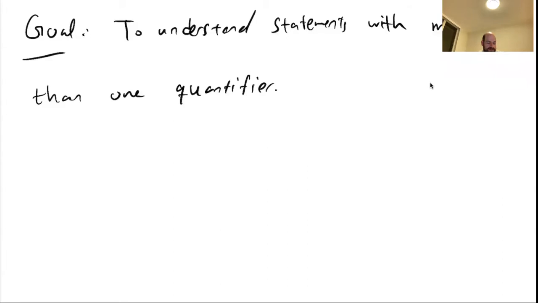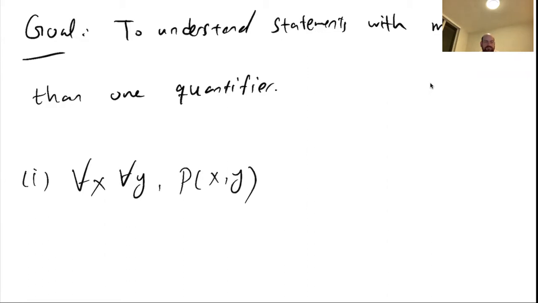Now, the first case that we want to look at is a statement of the form, let's say, for each X, for each Y, P of X and Y. Please remember that we want to look at the cases where we have more than one quantifier. Right now we have two quantifiers, both universal, one on X, one on another variable Y. And then we have a statement of the form P of X and Y, which can be true or false for each pair of X and Y.